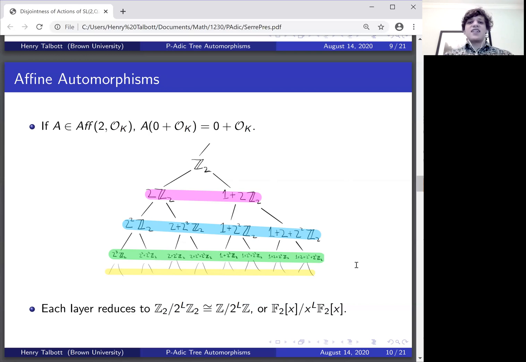It simplifies things a bit, since instead of having to analyze the entire action on this whole infinite tree, we can look at actions on these finite layers, which we can define in terms of permutations. In fact, analyzing these permutations boils down to analyzing the permutations that these maps induce over points of a certain finite quotient group. Either Z_2 quotient out by 2^L Z_2, which is isomorphic to just Z mod 2^L Z, or F_2[[x]] modulo the quotient x^L F_2[[x]].